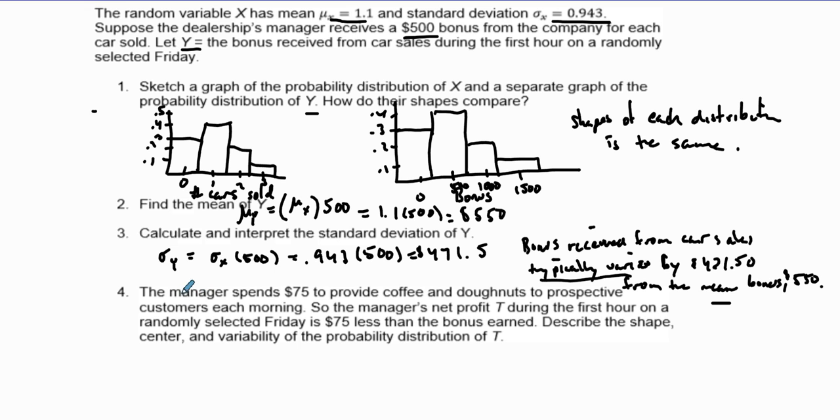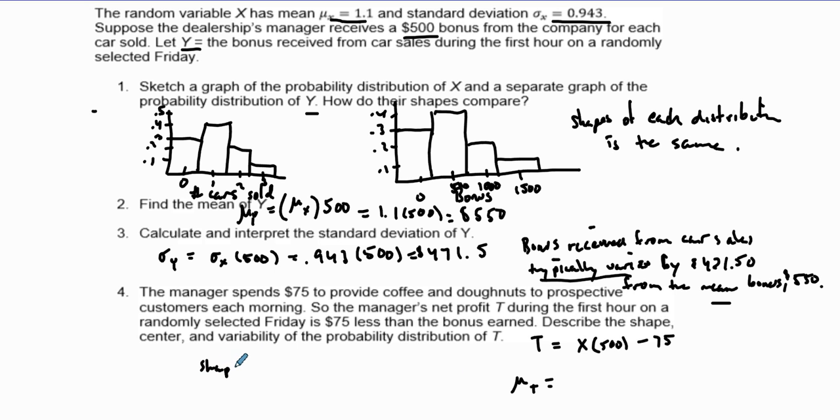And so for our final question, it says the manager spends $75 to provide coffee and donuts to prospective customers each morning. So the manager's net profit T during the first hour on the randomly selected Friday is $75 less than the bonus earned. Describe the shape, center, and variability of the probability distribution of T. Okay, so what we're doing here is that T is essentially taking whatever x is, and we multiply it by 500. But now we're subtracting that $75 from that. And so in order to figure out what is the mean of T, or maybe we should talk about the shape first.